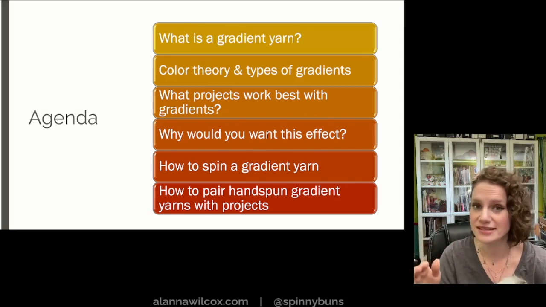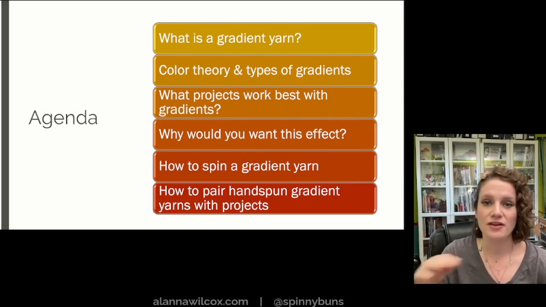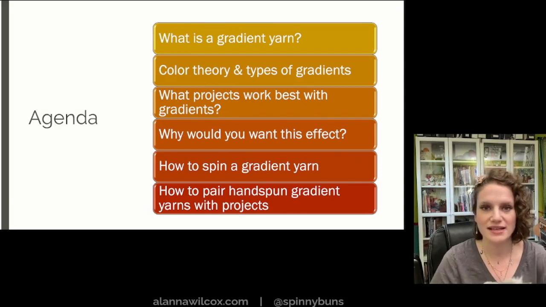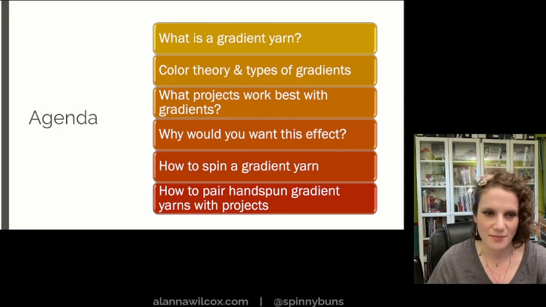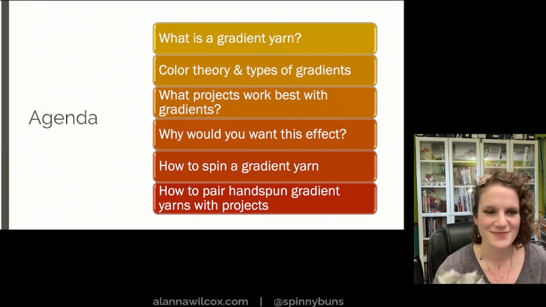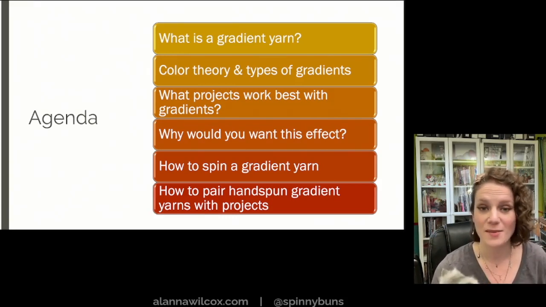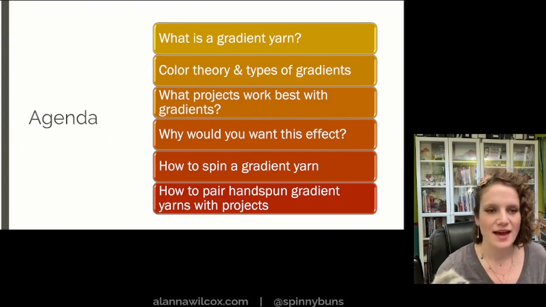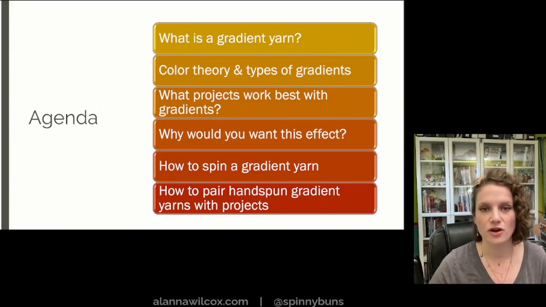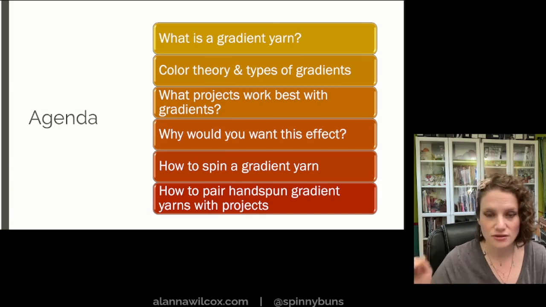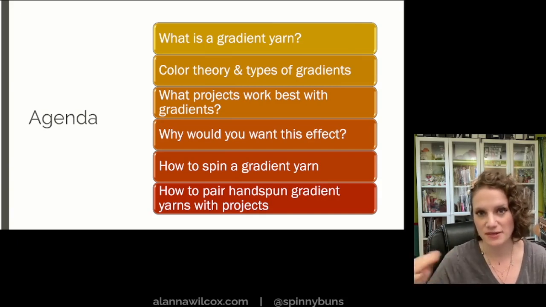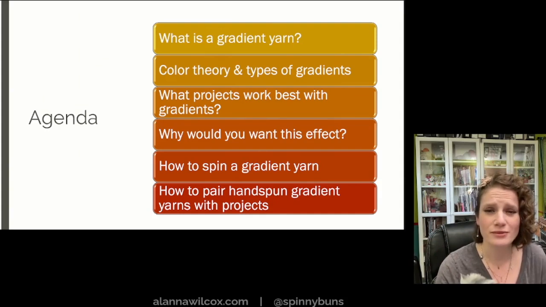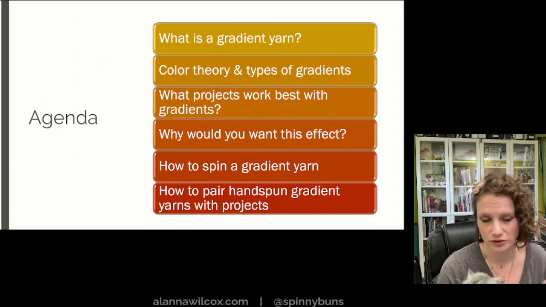We're going to start off really simple, just talking about the basics of color theory. I'm not going to get too in-depth or complicated with it, and then we'll talk about all the different types of gradients that are possible in the color sense. After that, I'll talk about what projects pair well with gradients. If you're going to mix an approach, how might socks be different than a sweater? And then why would you want the effect of a gradient in your yarn? What is the reason you may want to spin this way?